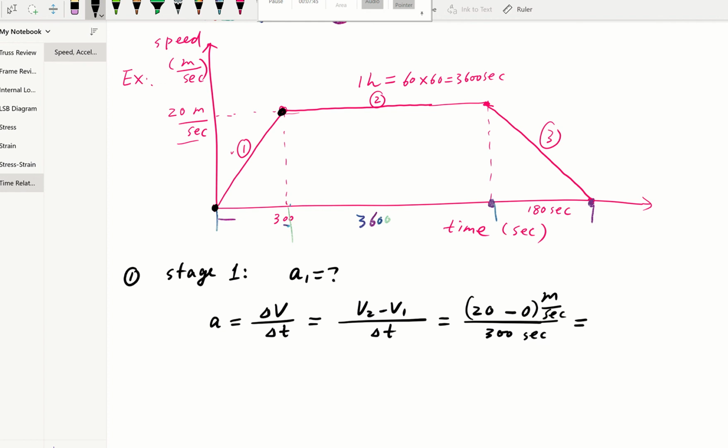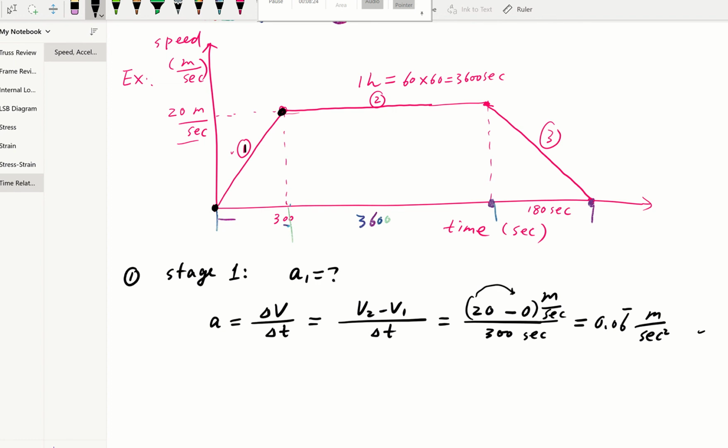So then we can quickly calculate our acceleration. 20 over 300, that's gonna give us 0.15. Nope, wrong. 20 over 300, that's gonna give us 0.06 repeating meter per second squared. So you get this positive value for acceleration because the final speed is greater than the initial speed. So you get positive acceleration.